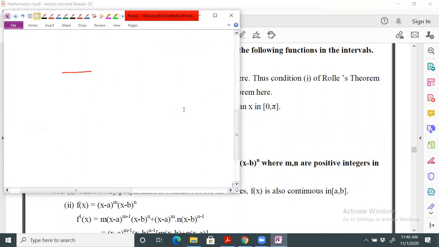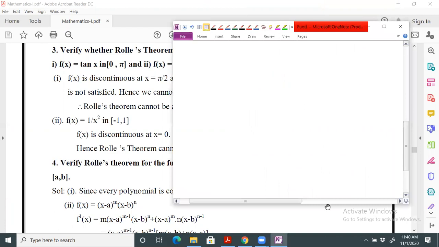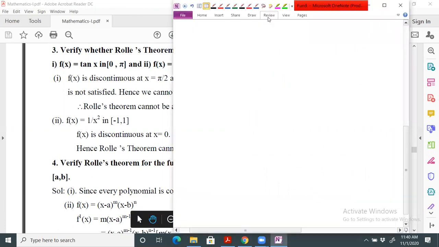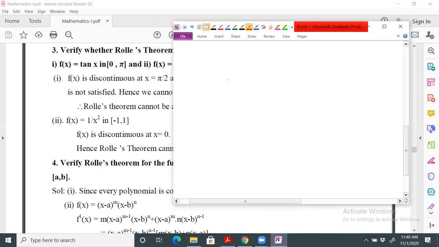We'll get the graph of tan x will be like this. tan x graph వచ్చేసి మనకి ఇలా వస్తుంది. This is the x-axis. If I take this one, we'll get the tan x graph will be like this.